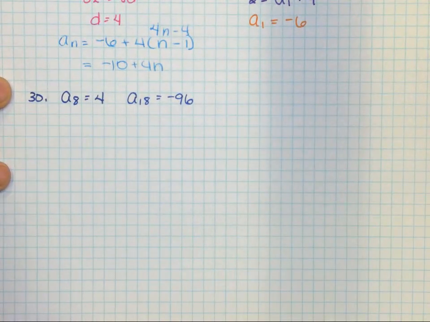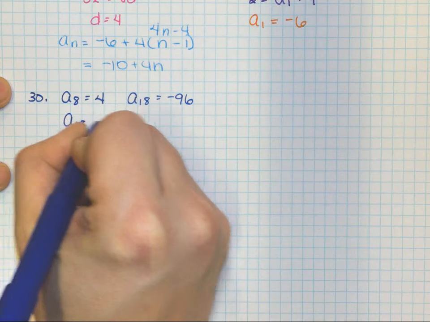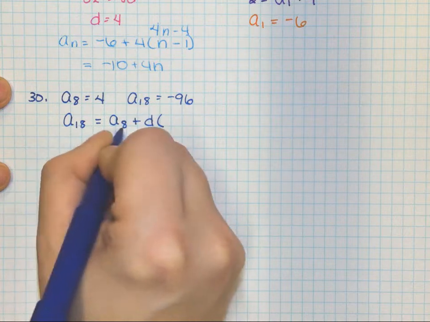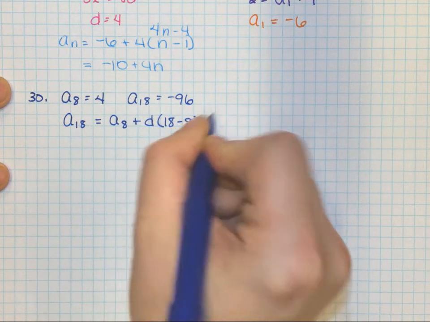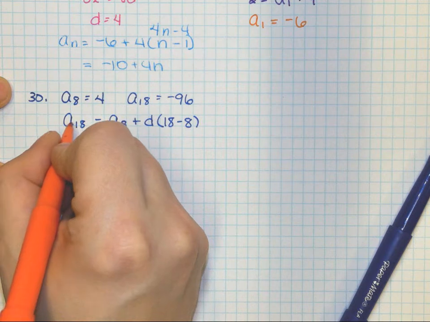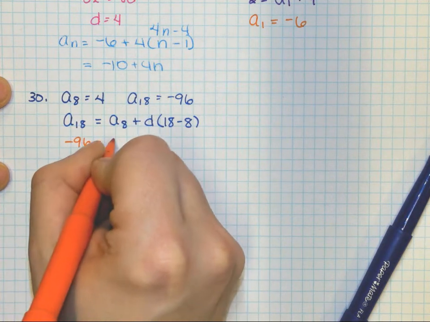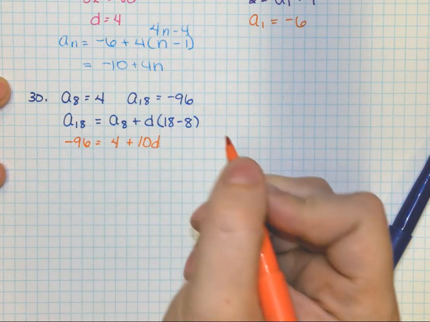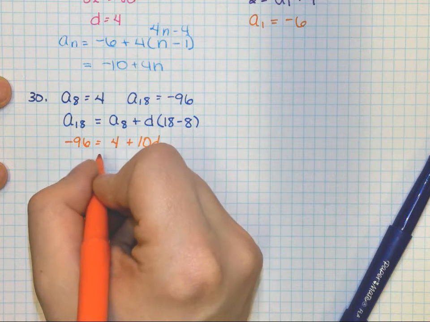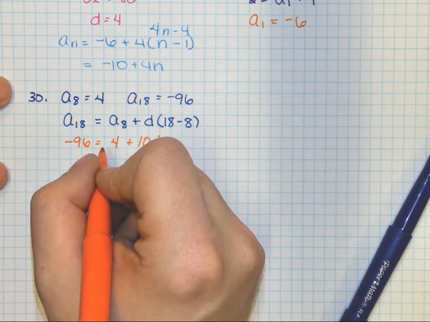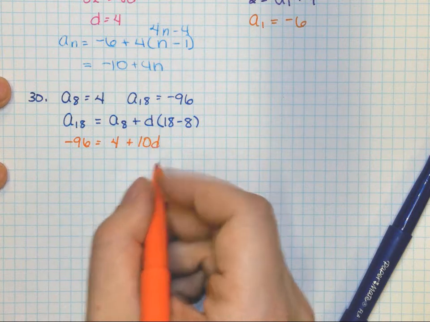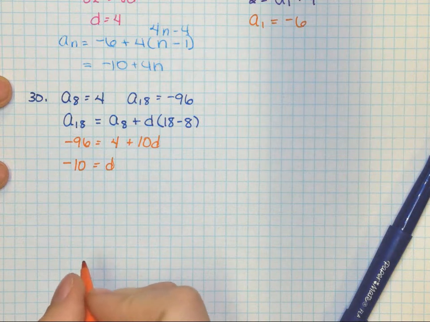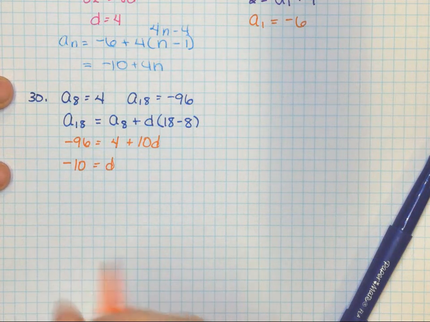So I'm going to put my higher term first. So a sub 18 is a sub 8 plus the difference times this number minus this number. So plugging those in, negative 96 is 4 plus, and that's going to be 10d. So if I subtract 4, you will have negative 100, and then divide by 10. What is your difference going to be? Negative 10.